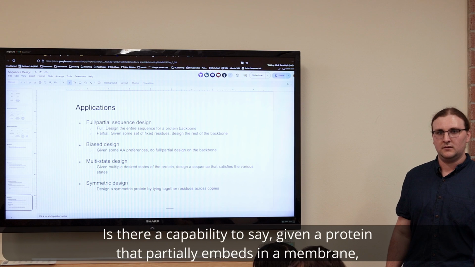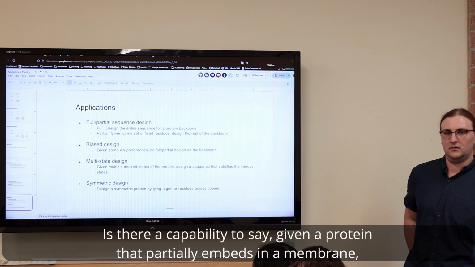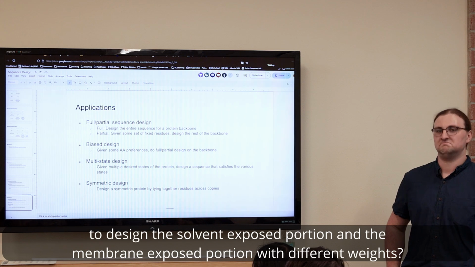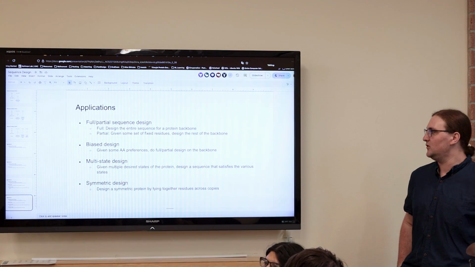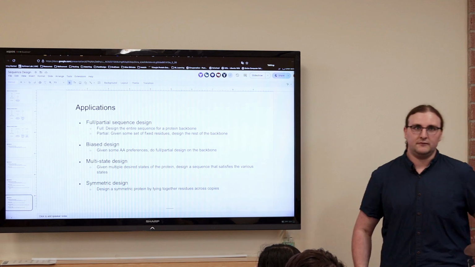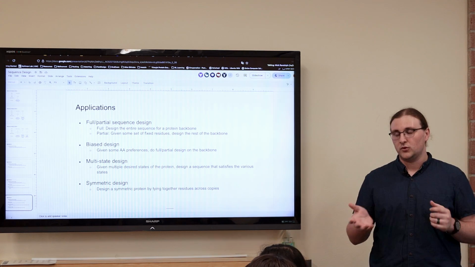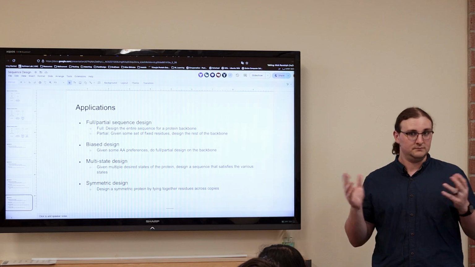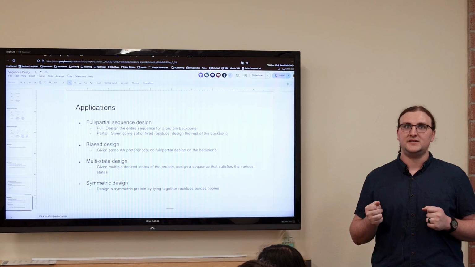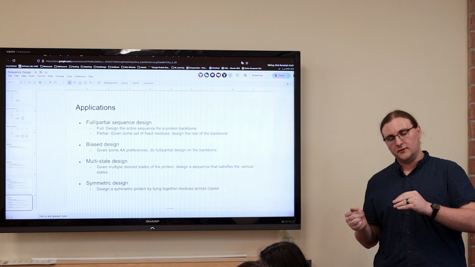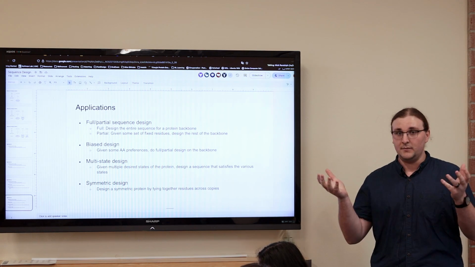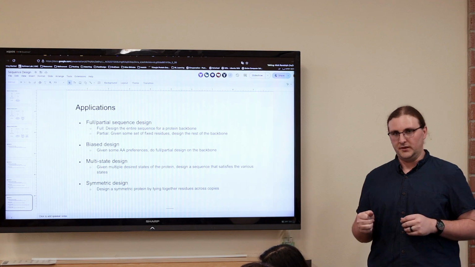Is there a capability to, say, given a protein that partially embeds in a membrane, to design the dissolved exposed portion and the membrane exposed portion with different weights? Yes. So they've trained ProteinMPNN in a few different ways, one of which is this residue level membrane token. So you can essentially tell ProteinMPNN that part of the structure is in the membrane, so treat it like it's in the membrane, whereas the rest of it would be maybe solvent exposed.